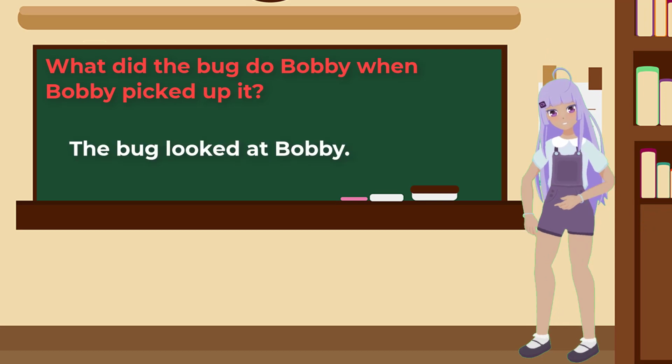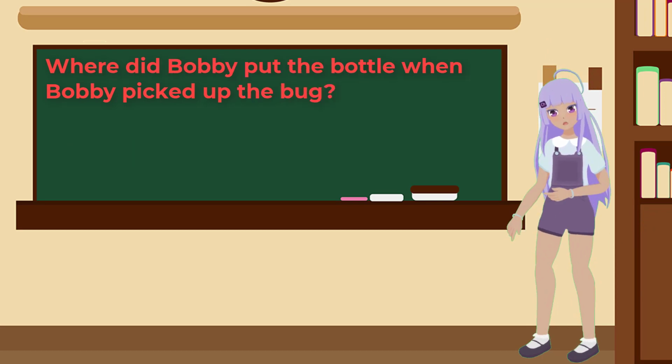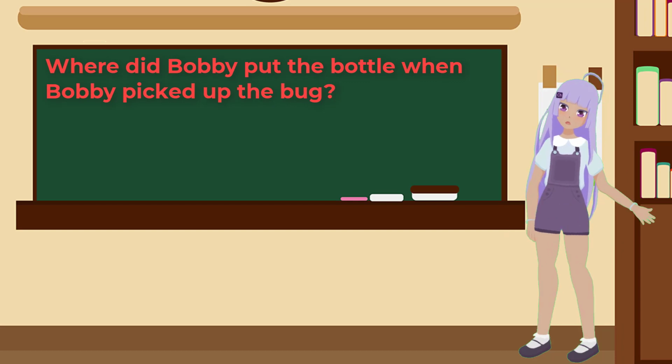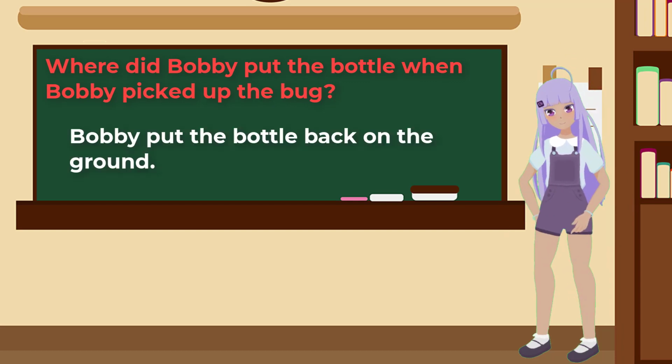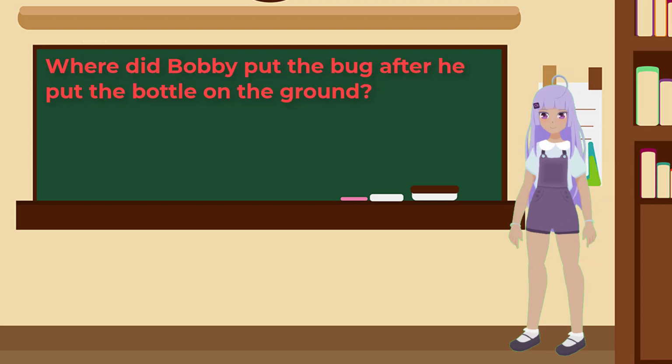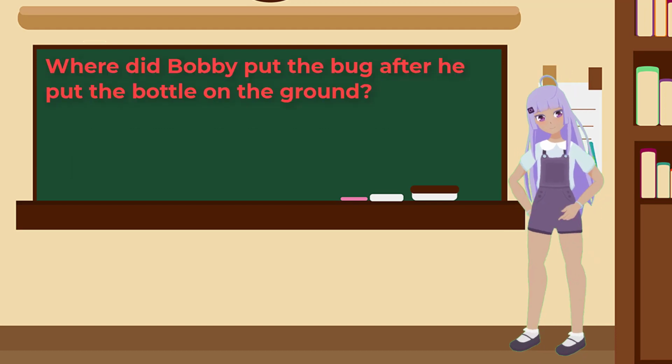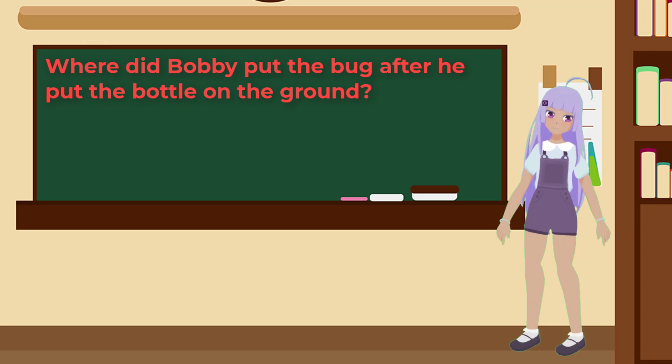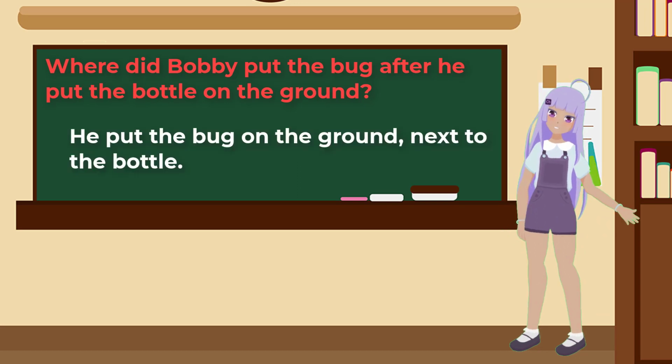The bug looked at Bobby. Where did Bobby put the bottle when Bobby picked up the bug? Bobby put the bottle back on the ground. Where did Bobby put the bug after he put the bottle on the ground? He put the bug on the ground, next to the bottle.